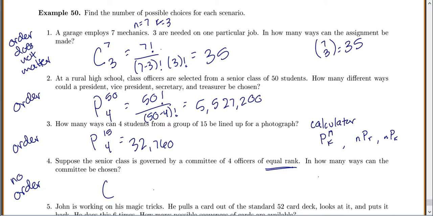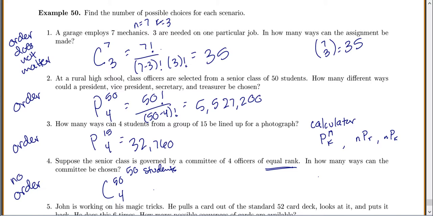Let's see. So we want to choose 4 people. I don't know why these are all choose 4. Oh, and our senior class is governed. Let's see. We don't actually tell you how many people are in our senior class. I think I mixed up number 3 and 4. So I think we're still supposed to have 50 students.